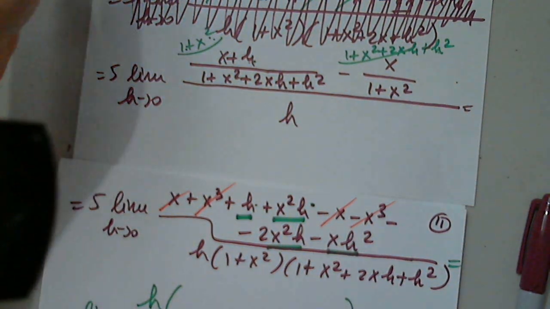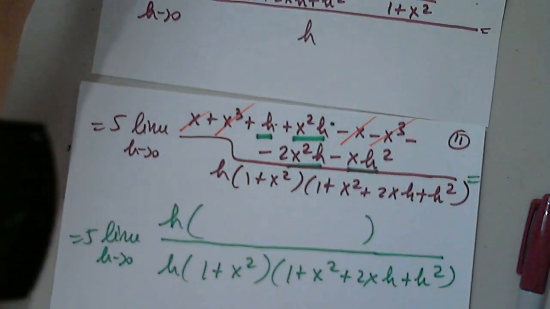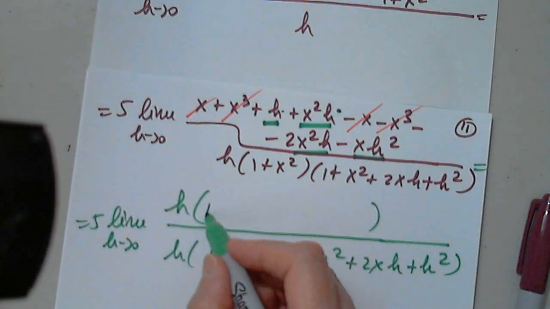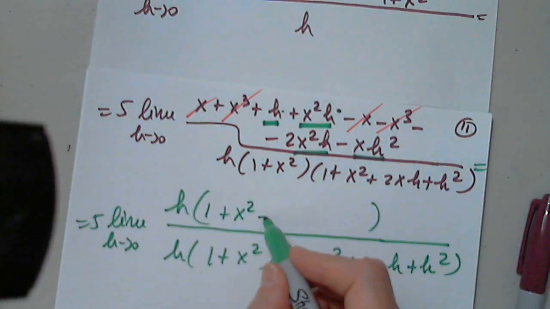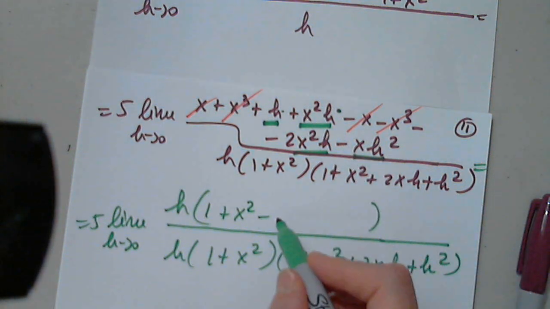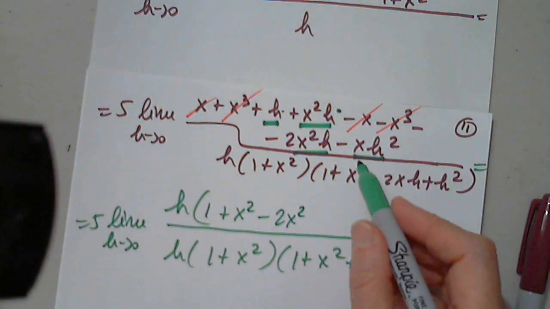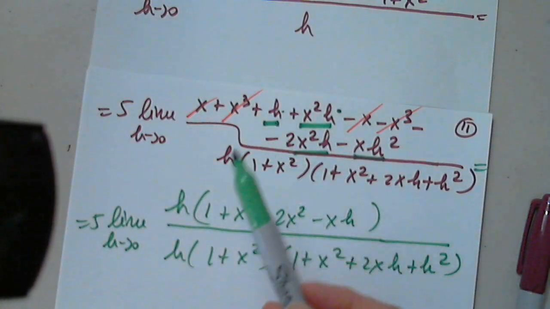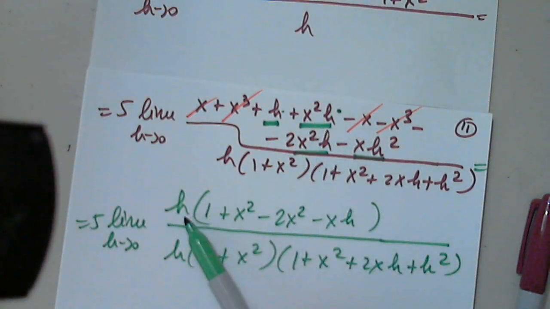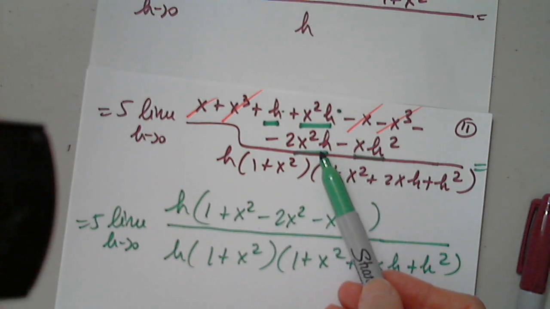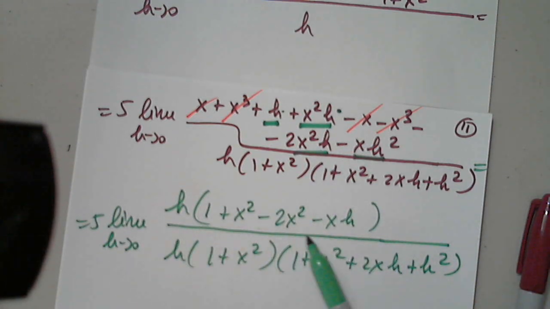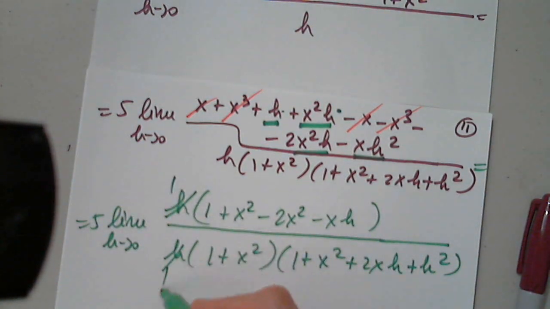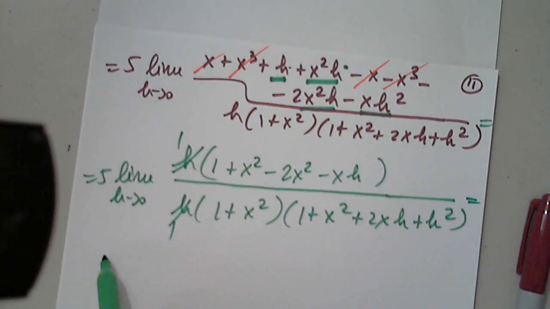You may see something that I don't. So it's okay. If there is no mistake, I'd rather go back and check. Okay, so we have 1 and we have plus x squared and minus, so I could have combined these two, minus 2x squared and minus xh. So let's check. H times 1 is h. H times x squared is x squared h. H times negative 2x squared is this. And h times negative x h is this. So now the second step happens.